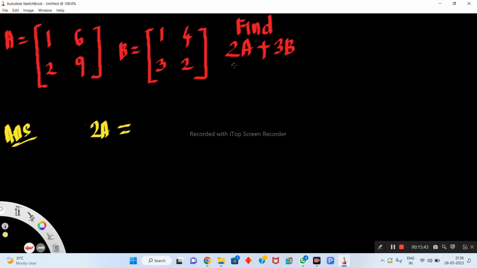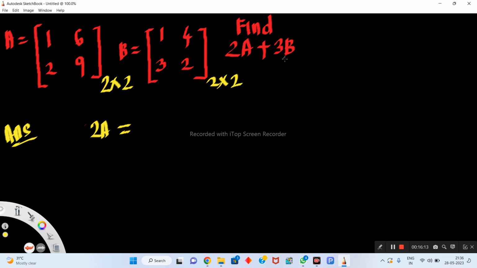This is another example for a sum of matrix. If this is A matrix and this is B matrix, then find 2A plus 3B. For this also we'll be having the same criteria. The number of rows and columns of this matrix and the number of rows and columns of this matrix must be same, which means the order of A matrix and the order of B matrix must be same. Order of A is 2 by 2 as we are having 2 rows and 2 columns, and order of B matrix is also 2 by 2 as we are having 2 rows and 2 columns.